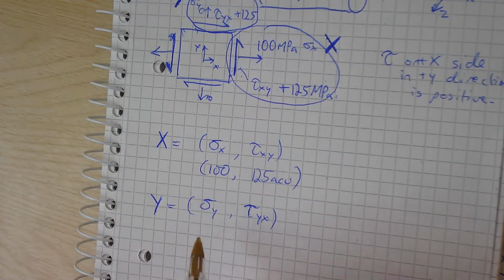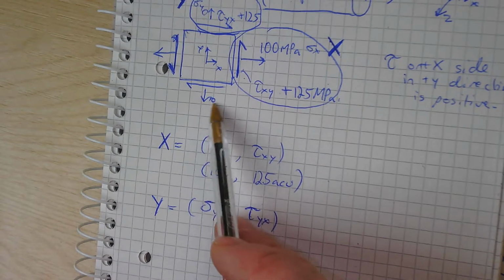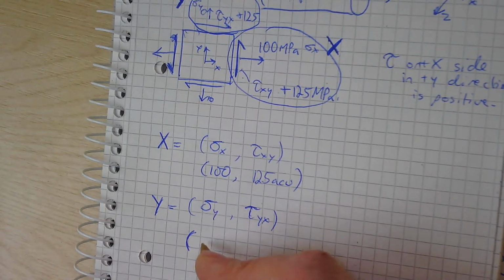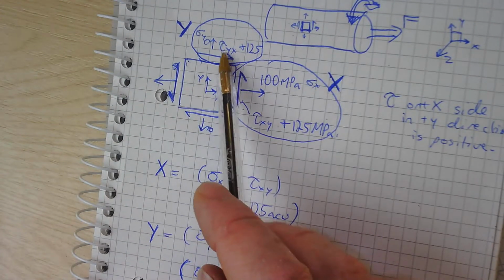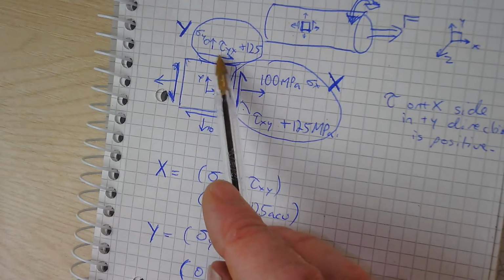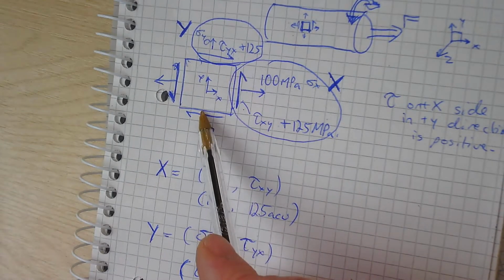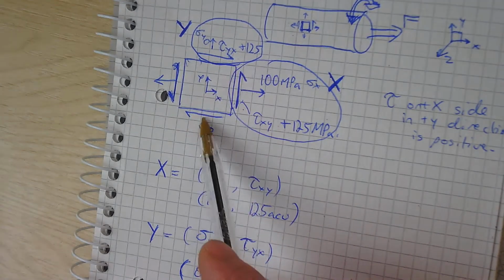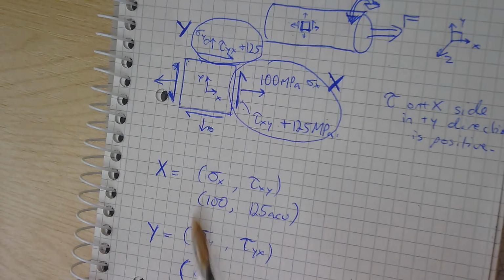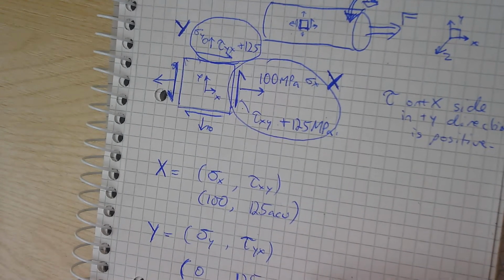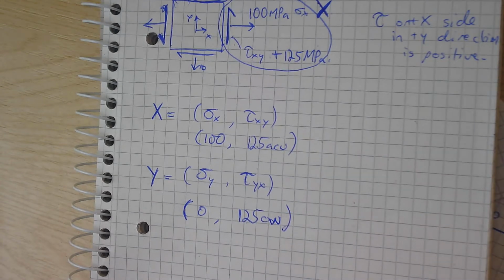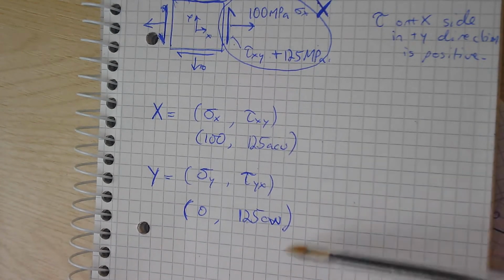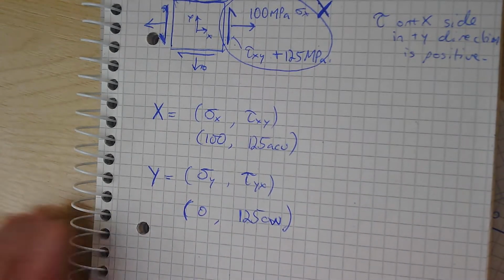My y point then, sigma y is just 0, and tau yx, again, is 125 megapascals, but this pair of half arrows here, the top and bottom of the square, would tend to rotate that element clockwise, wouldn't it? So that's 125 clockwise. Okay, so those are my two points for generating Mohr's circle, and everything else follows from that. If you get those two points right, that's a good start.